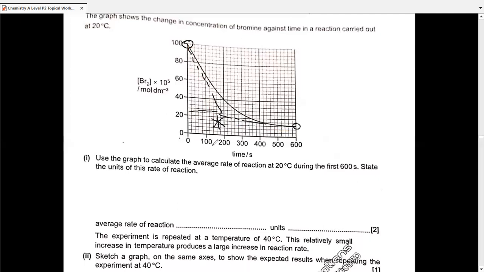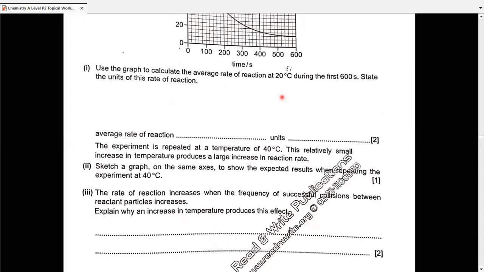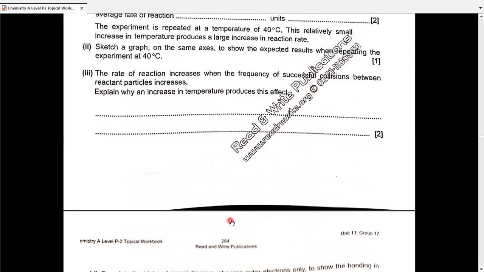I hope you get the point. So if you start and end at the same points, and if it's a steeper curve, you're correct. Okay, moving on. Part 3.